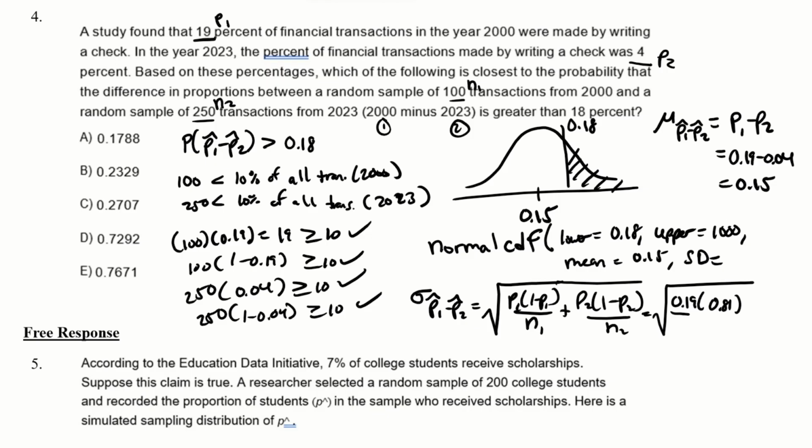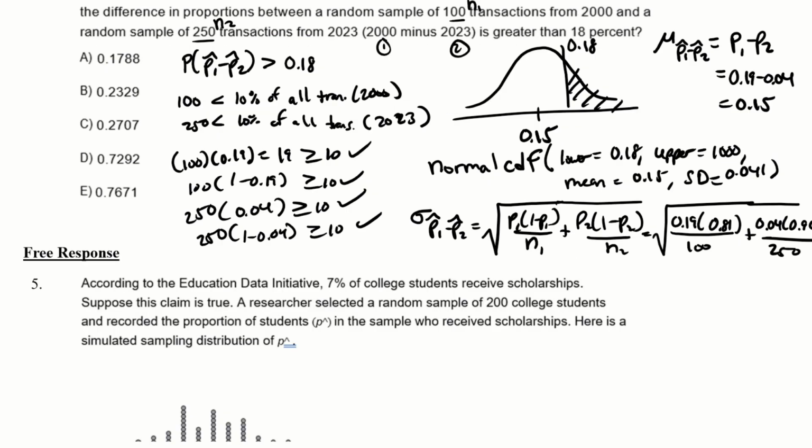And n1 is 100. And then p2 is 0.04, 1 minus 0.04 is 0.96, over, was it 50? Oh, 250. Okay, so the standard deviation is 0.041 right there. All right, so let's show you this on the calculator.